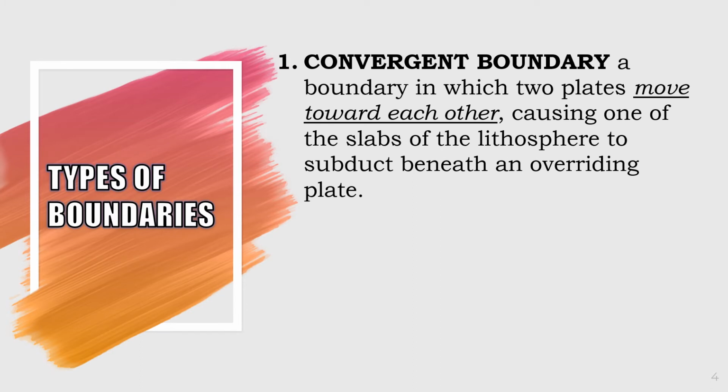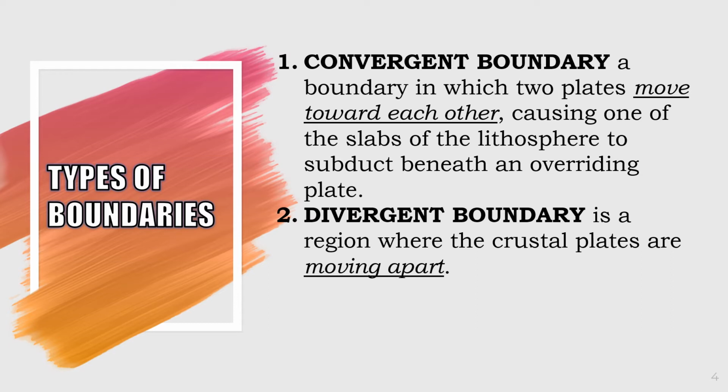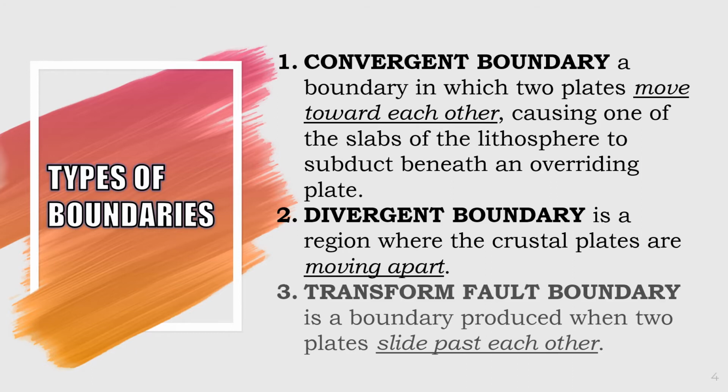Number 1, we have what we call the convergent boundary, a boundary in which two plates move toward each other, causing one of the slabs of the lithosphere to subduct beneath an overriding plate. The second one is the divergent boundary, a region where the crustal plates are moving apart. And the third one is what we call a transform fault boundary. It is a boundary produced when two plates slide past each other.